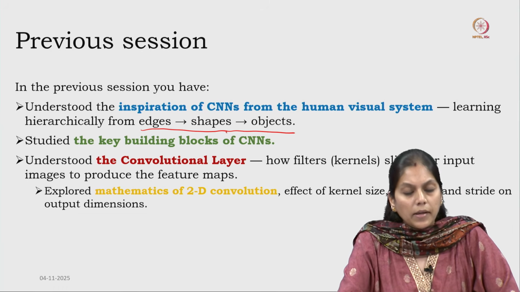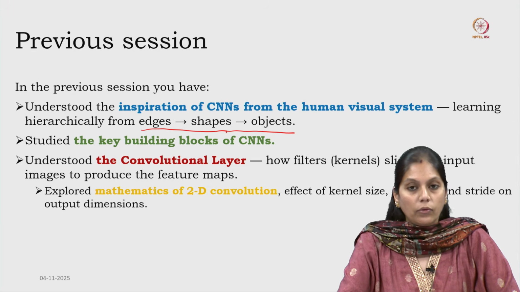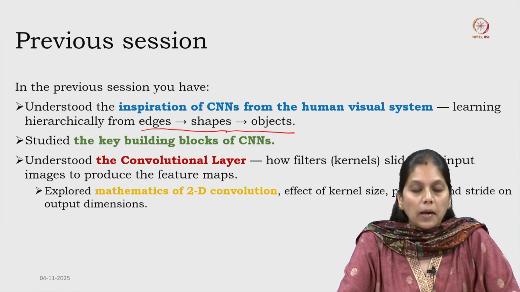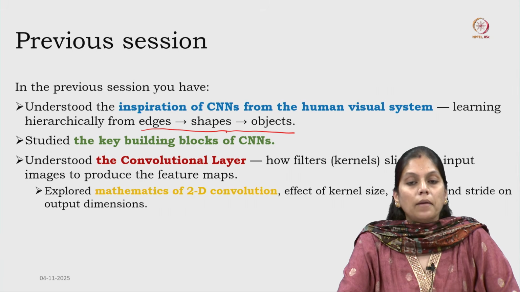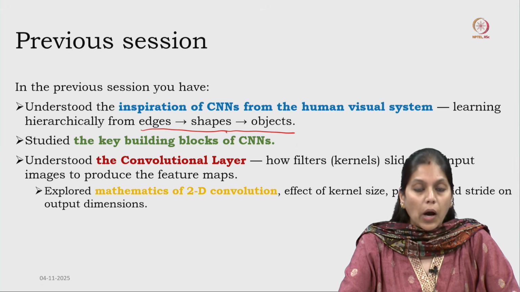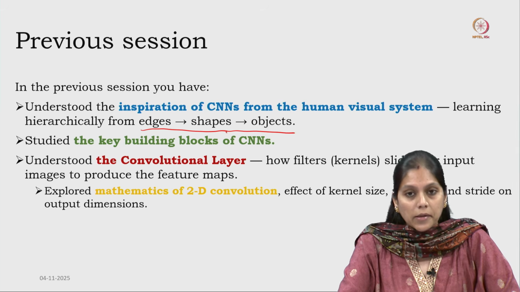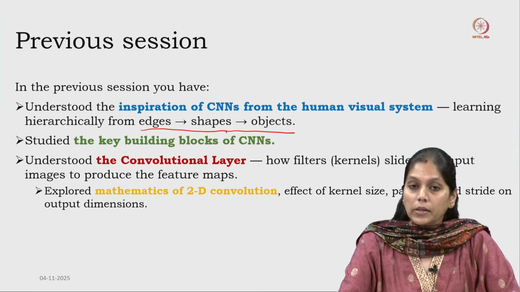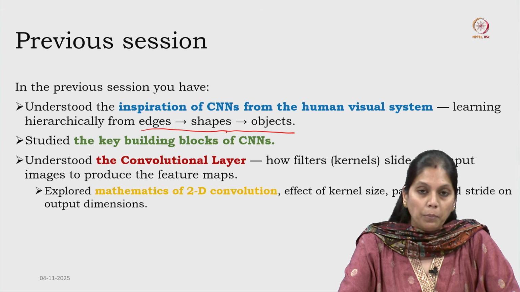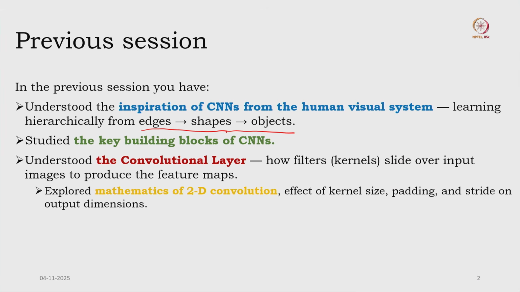Then we saw the key building blocks of CNN. We have a convolutional layer, we have a ReLU, then we have a pooling layer, and a fully connected layer. We understood how the convolutional layer works, the role of a kernel, and how the kernel slides over the input to produce the feature maps. We also explored some math behind the 2D convolution.